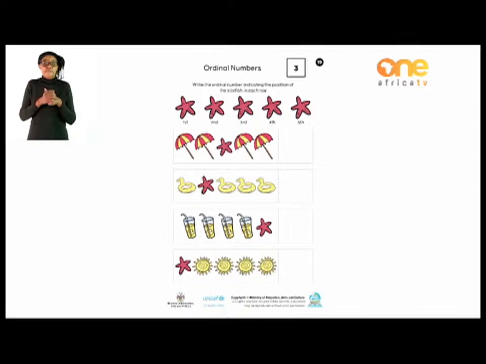The next row, we have floaties. Where is the starfish situated? First, second, third, fourth, or fifth? Second. Very, very good. And so you will continue with the glasses and the suns. Remember to fill in the correct ordinal number in the open block provided there for you.